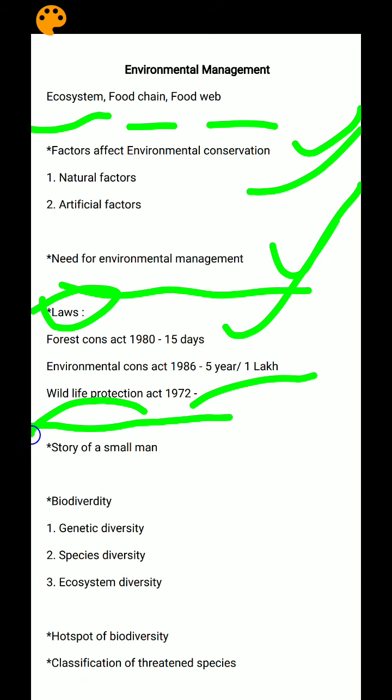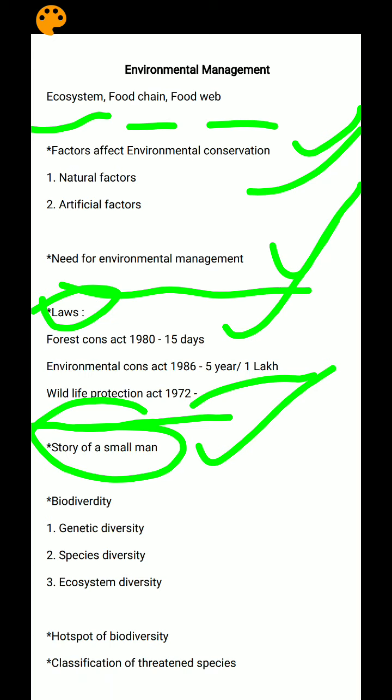Okay. Next point is the story of a small man. In the book, they have given a story of a person of Assam. The name of that person is Jadav Payeng. So he constructed a forest on barren land. So the story is given here.